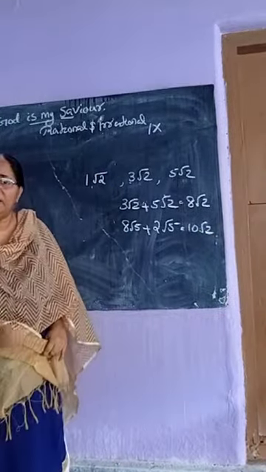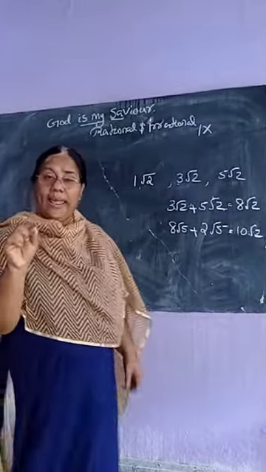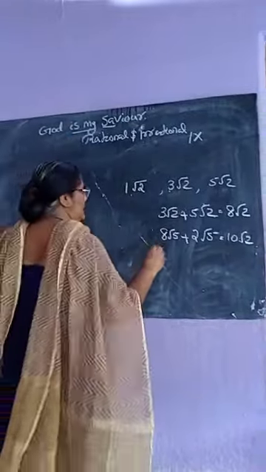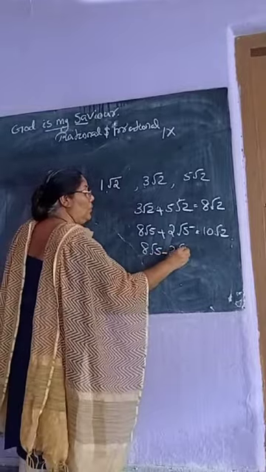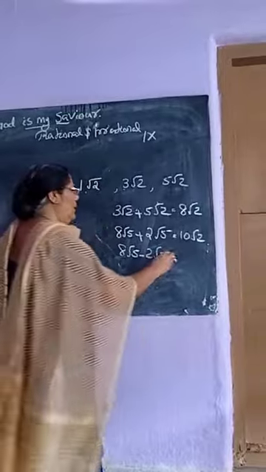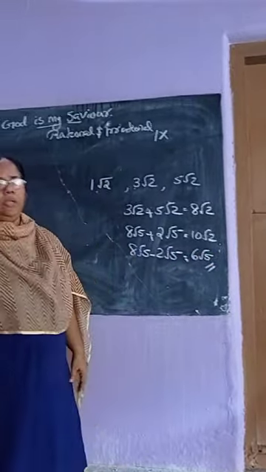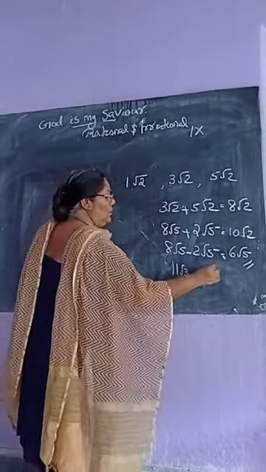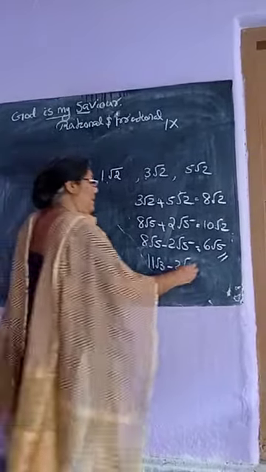The next one is subtraction. Same way, we can subtract only like surds. That is, the same 8 root 5 minus 2 root 5. Here the operation is minus. Then what is 8 minus 2? That is 6 root 5. Okay. Now another example, 11 root 3 minus 2 root 3. Say the answer. 11 minus 2 is 9 root 3.